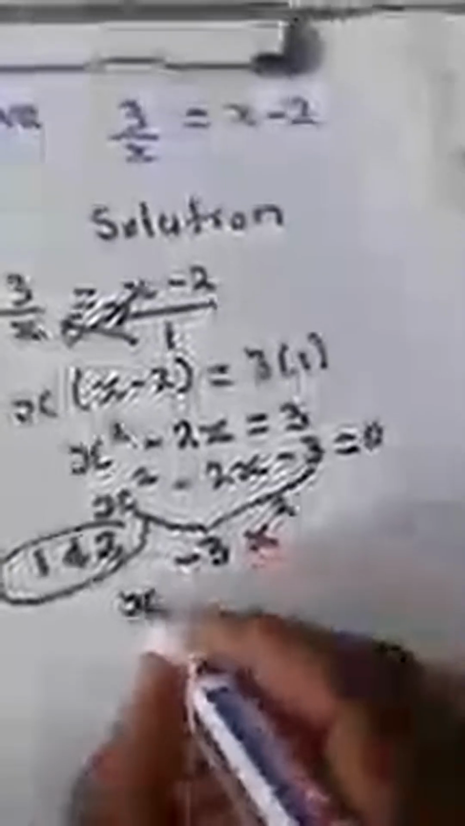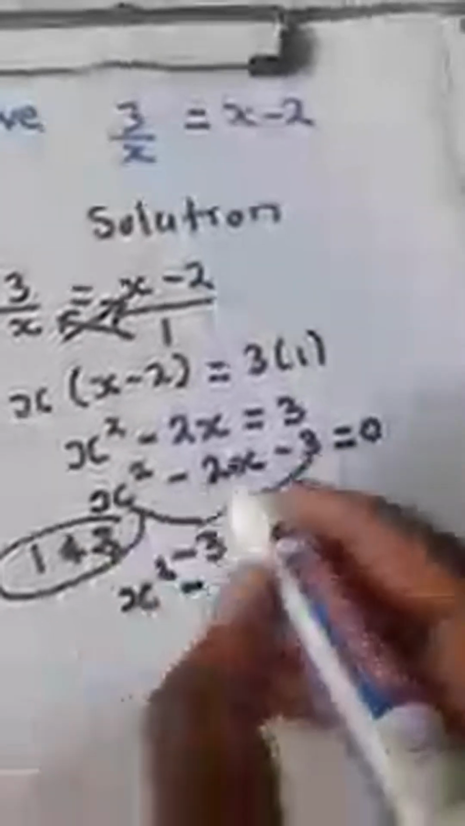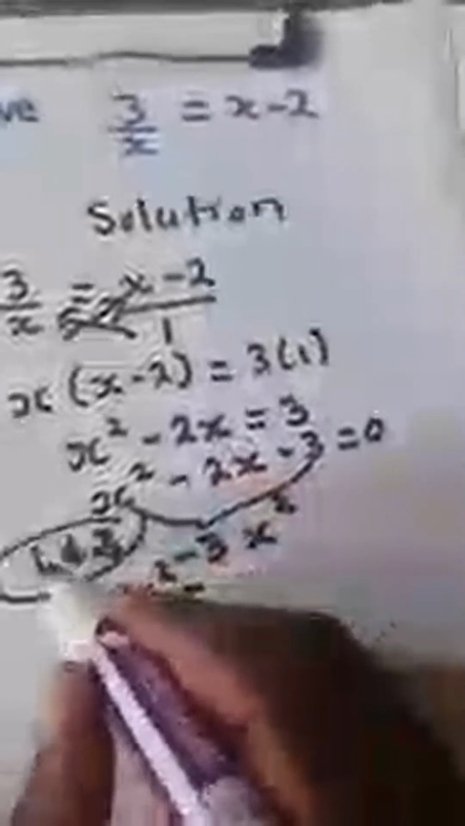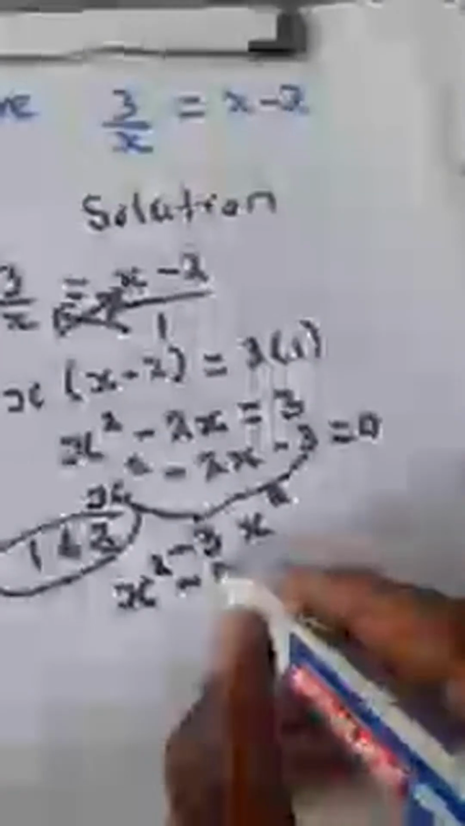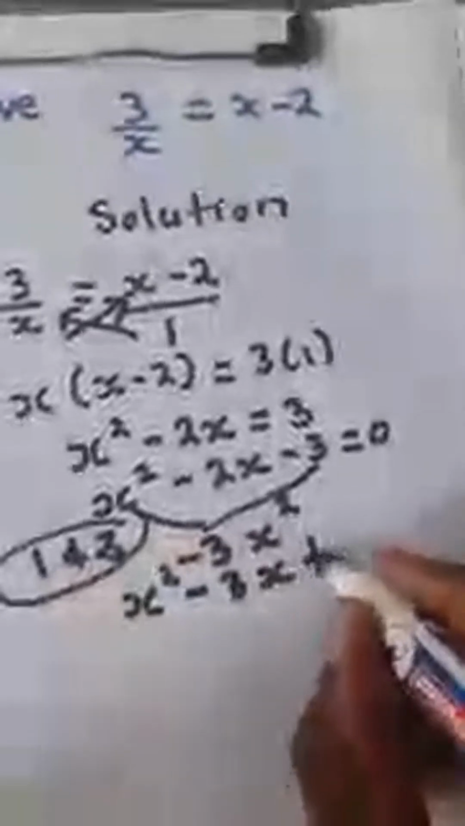Okay, so what are we going to do? We're going to say x squared, then minus 2x is now replaced with 1 and negative 3. So negative 3x, then this one is positive 1, so it will be positive 1x, then negative 3.